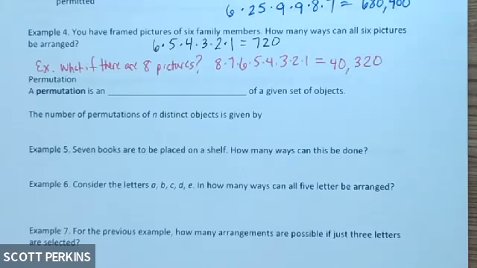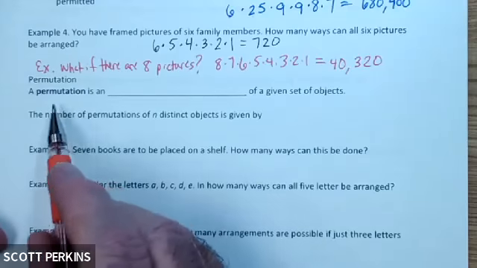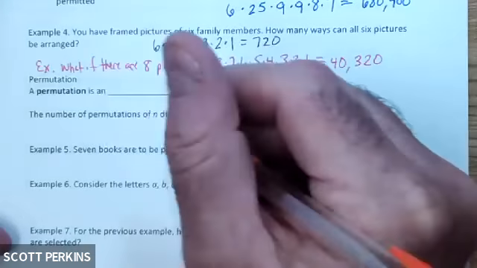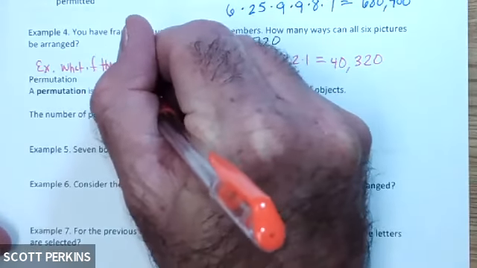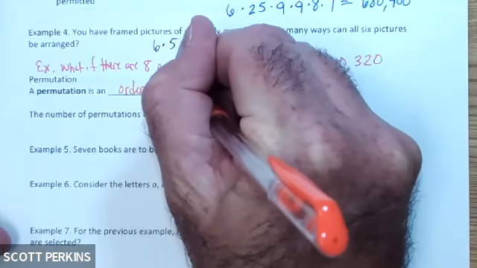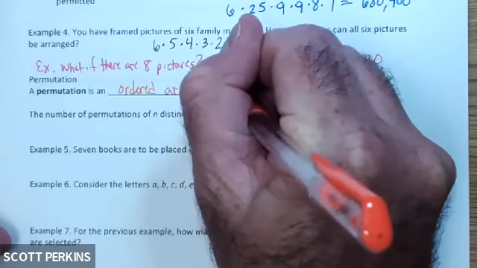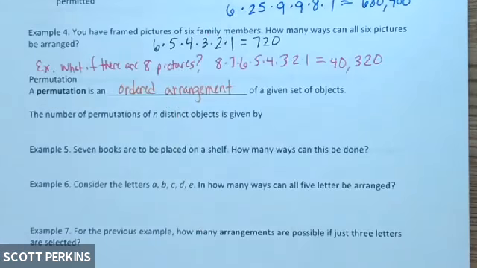So what we've got here is a specific use of the counting principle. This is a little different than making ATM codes like we were before. Now we have a number of objects and I want to know how many ways I can arrange them. So what this is called is a permutation. A permutation is an ordered arrangement of a given set of objects. I don't think I spelled arrangement right, but I know you'll forgive me.